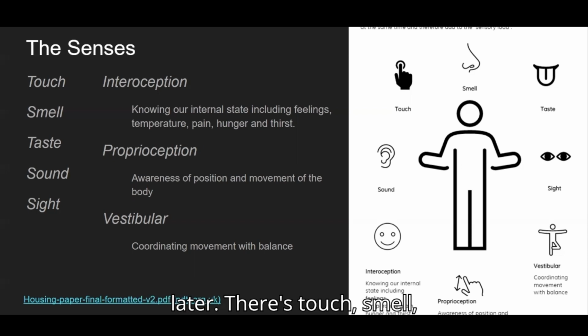There's touch, smell, taste, sound, sight, interoception, which is knowing our internal state, including feelings, temperature, pain, hunger, and thirst, and proprioception, which is the awareness of position and movement of the body, as well as vestibular, which is the coordination of movement with balance.